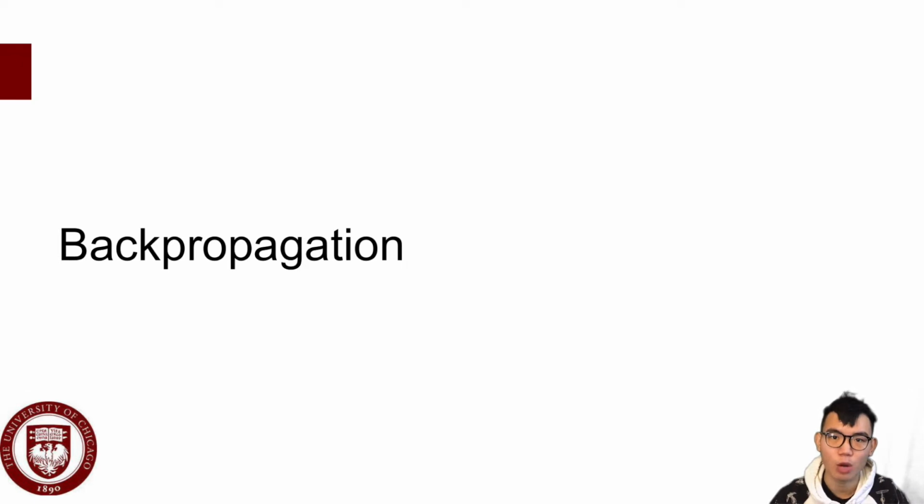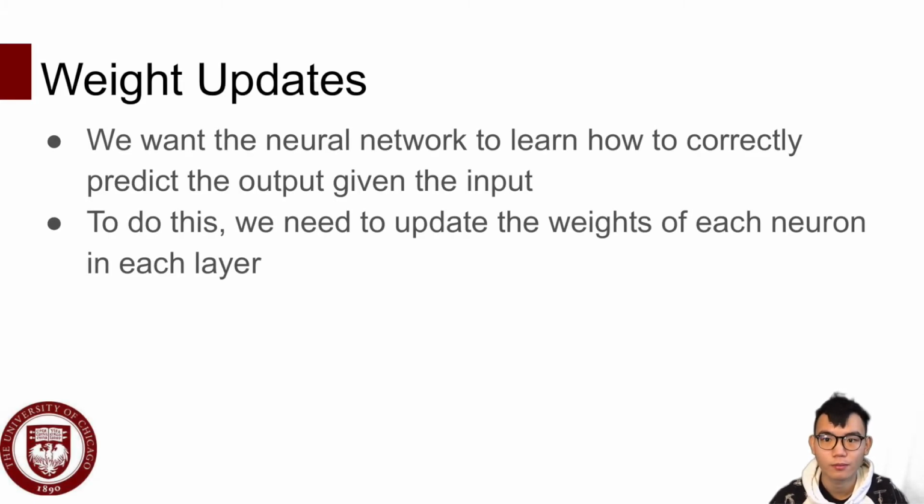Let's go through backpropagation first. When training neural networks, we want to learn how to correctly predict the outputs given the inputs, which means that we want to update the weights in each neuron in each layer to maximize the correctness of our model. So how do we do this effectively?